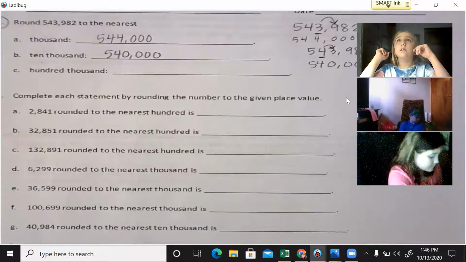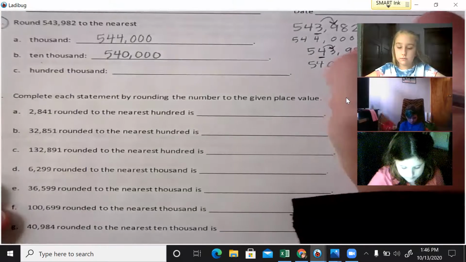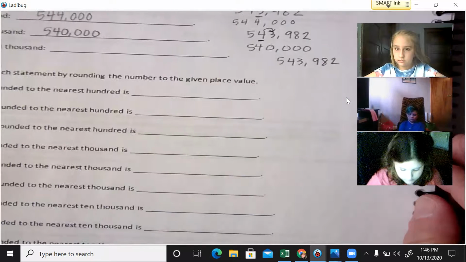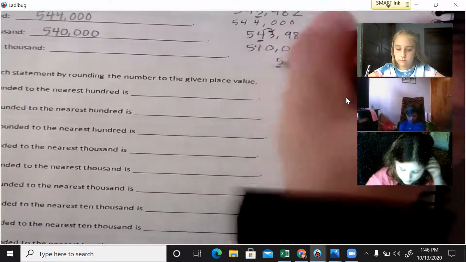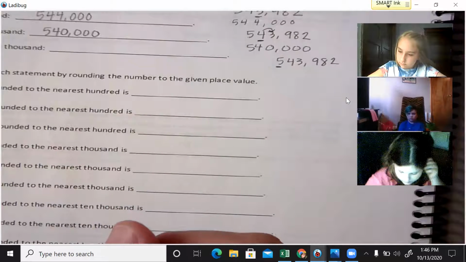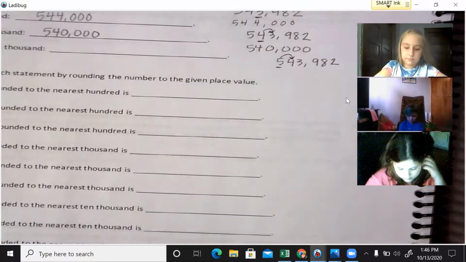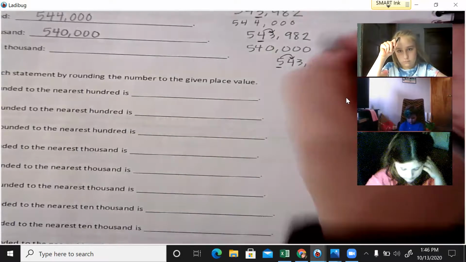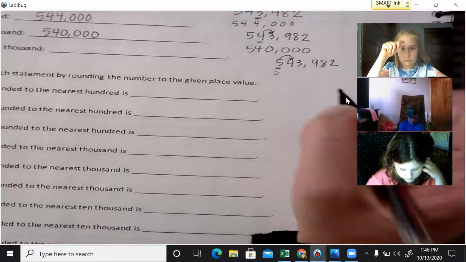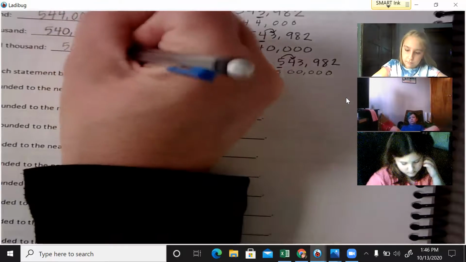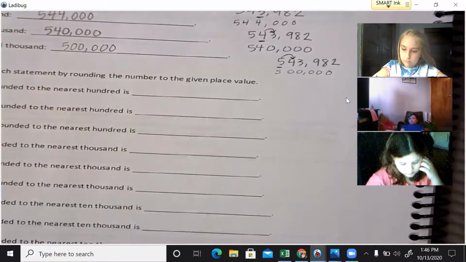Okay, we have 1 more. Now we have to round 543,982 to the nearest 100,000. So now I'm going to underline the digit in my 100,000s place. I'm going to look next door. 5 or more, nope. So I'm not adding 1 more. 4 or less, yes, I'm giving a rest. So my 5 stays the same as it's resting, and everything else turns to zeros. So when I round to the nearest 100,000, I'm rounding to 500,000.